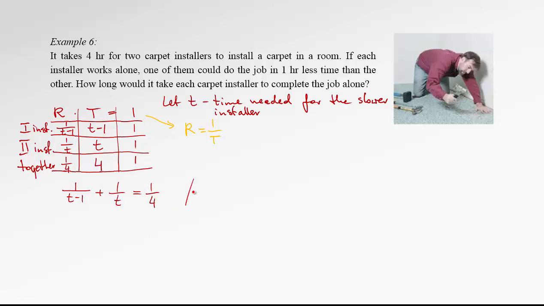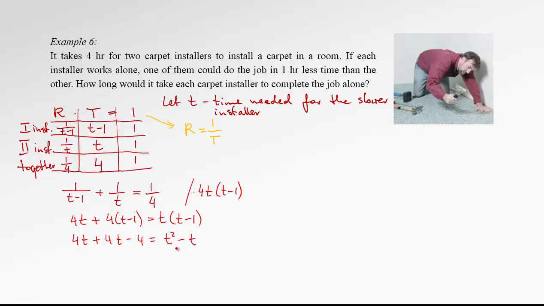So as usual, we multiply by the least common denominator, which in this case is 4t times the bracket t minus 1. After multiplying, the first term becomes just 4t because the bracket will be reduced. In the second term, we reduce the t, so what's left is 4 times the bracket. And in the last term, we reduce the 4, so we have t times the bracket t minus 1. Okay, and now what's left to do is to release those brackets. We have 4t plus 4t minus 4 equals t squared minus t.